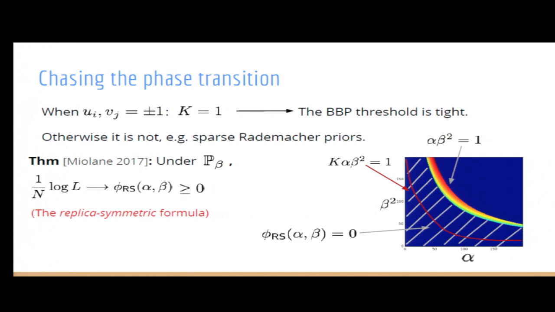So the BBP threshold is the upper boundary of this banana. I'll tell you what this banana is. And the dashed region is the region where this function is 0. So we see for the Rademacher prior, the dashed region is strictly below BBP, right? So there is this weird sliver of parameters where you're below the BBP threshold. You don't see anything in the spectrum, but actually estimation and detection are possible.